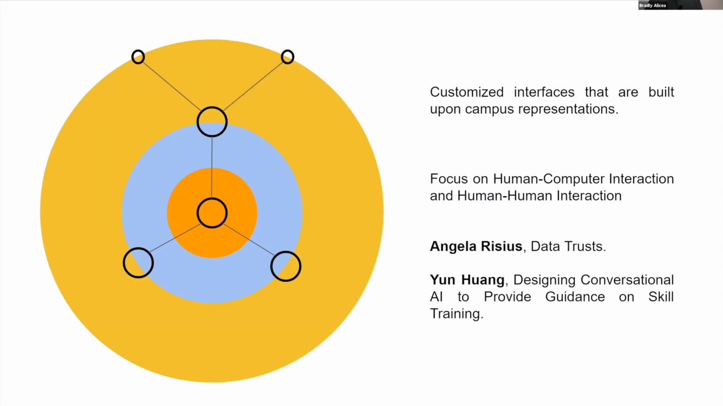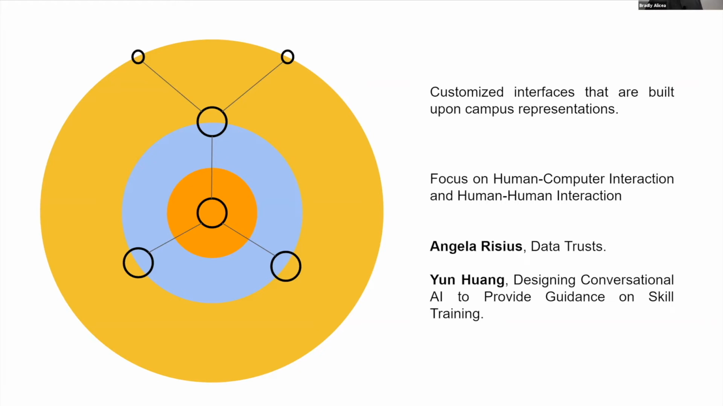And then finally, we have these custom interfaces upon which we build these campus representations. This is a higher level than just representations. This is people interacting with those representations. So this is a focus on human-computer interaction and human-human interaction. And for that, we have 2 people.